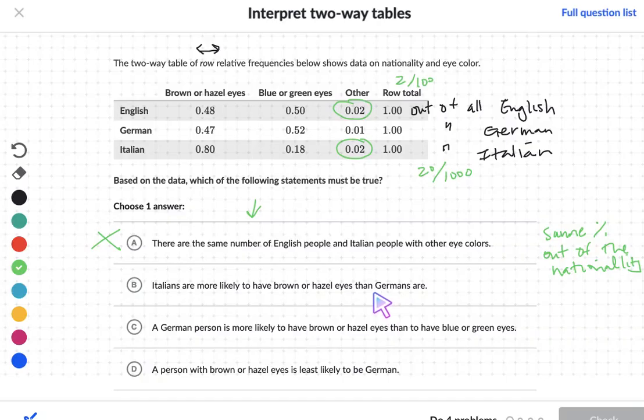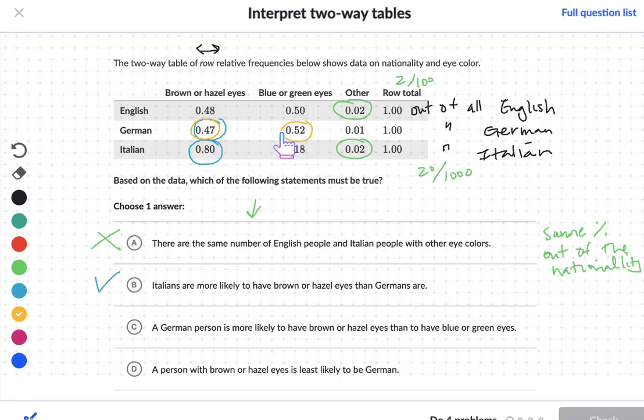For B, we have the claim that Italians are more likely to have brown or hazel eyes than Germans are. Italians are more likely to have brown or hazel eyes. They have a higher percentage, so it could be possible that they're more likely than Germans to have brown or hazel eyes. We're going to keep that in the running. For C, a German person is more likely to have brown or hazel eyes than to have blue or green eyes. Brown or hazel than blue or green eyes.